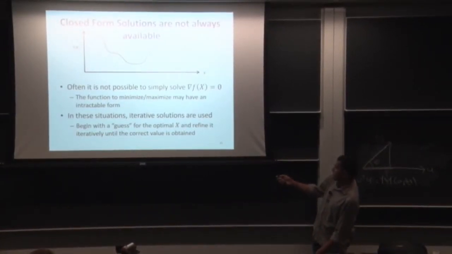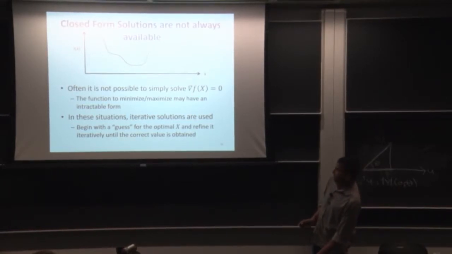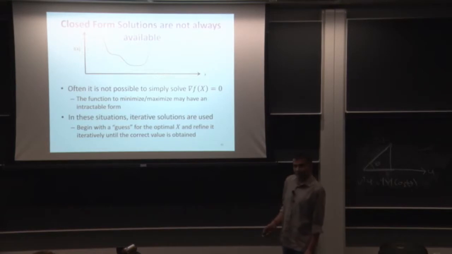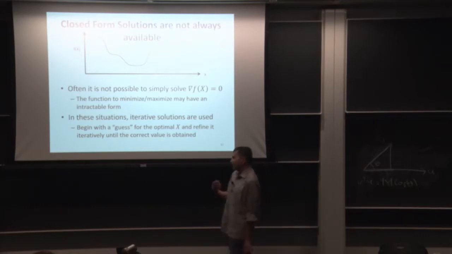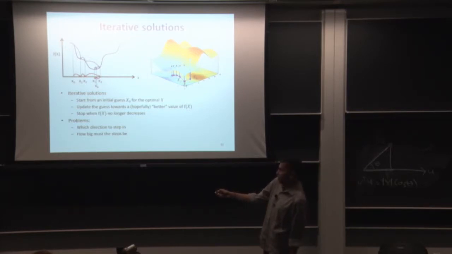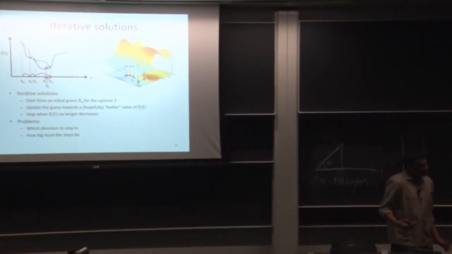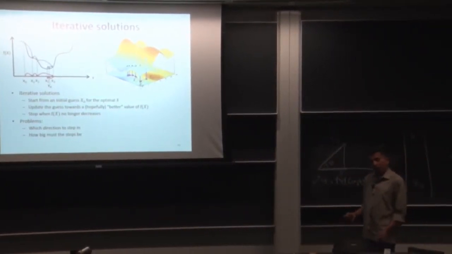Often it's simply not possible to set the gradient to 0 and solve for it, and you can't check the Hessian. So in this kind of situation, what we really need are iterative solutions. You begin with a guess for the optimal x, and you refine it iteratively until the correct value is obtained. So you'd start off by saying, I think this is the value at which the function is a minimum. Then you check the function, and how would you check if it's a minimum or not? You check if the gradient is 0 or the derivative is 0.